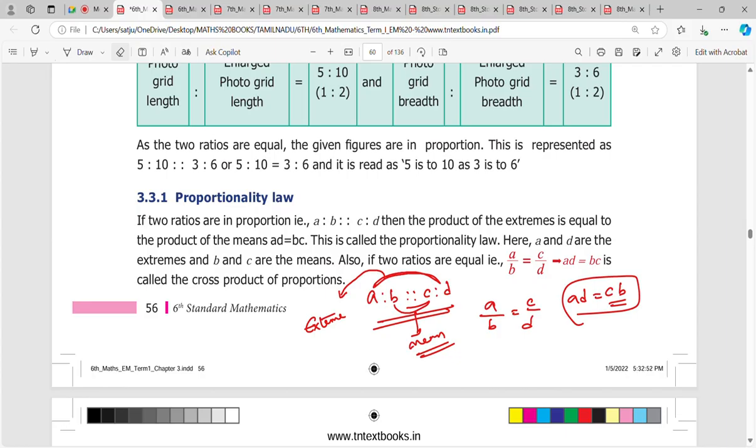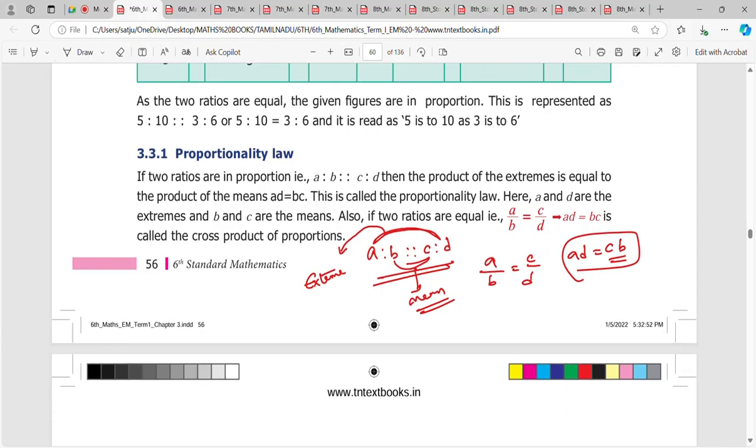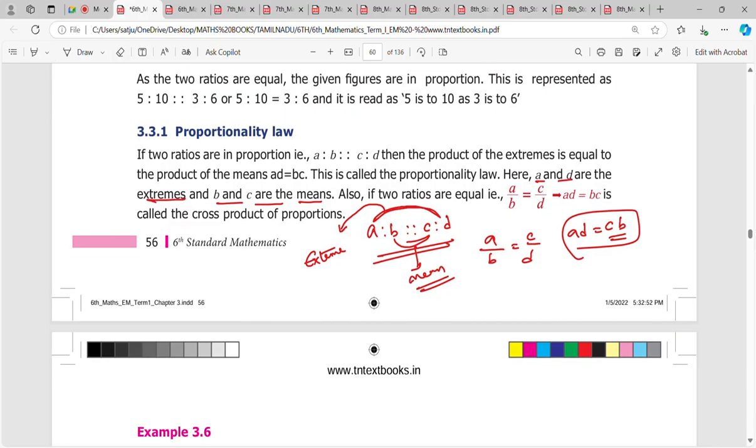Okay. In your 8th standard book or 7th standard book, they are clearly mentioning about this thing. Mean, and yes, here also they are mentioning: A and D are the extremes. B and C are the means. Understand the terminologies.